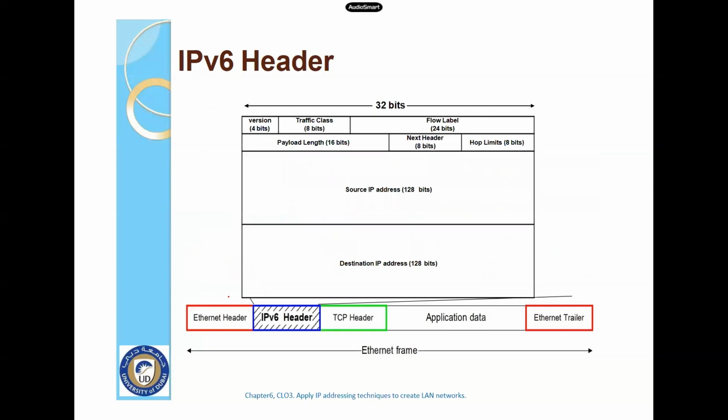Now the IP version 6 header is similar to the previous one, but instead of version 4, it is version 6. So for the message, you have your data here, you have the TCP header here, then you have the IP header. The main difference is that the source address is 128 bits and the destination address is 128 bits.